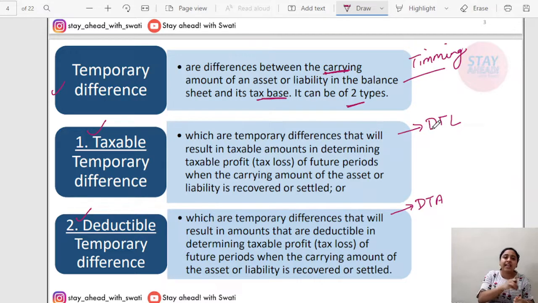So simply, the tax base over here is the taxable income. Okay, so for calculating the deferred taxes and the current taxes, you always have to compare the accounting profit, that is the carrying amount, and the tax base, that is the taxable profits.